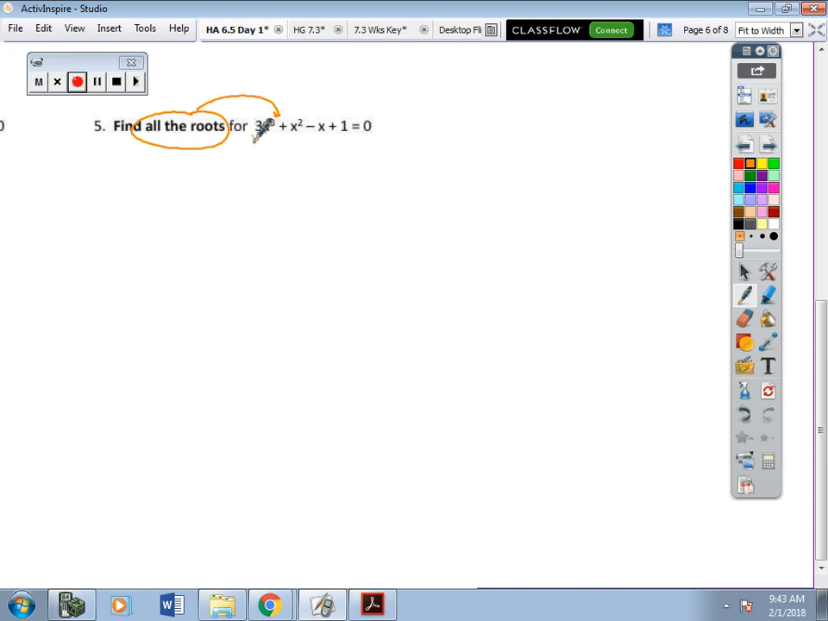Check and see if it's factorable. If we were to group this, I could take out an x squared, I'd be left with 3x plus 1. I can only take out a 1 here, or a negative 1, and be left with x plus 1. So this is not going to be factorable.